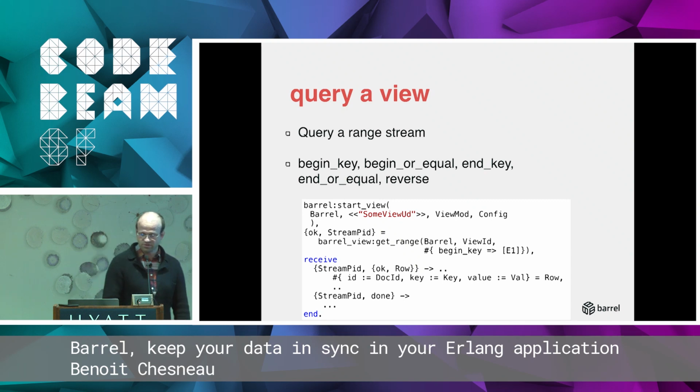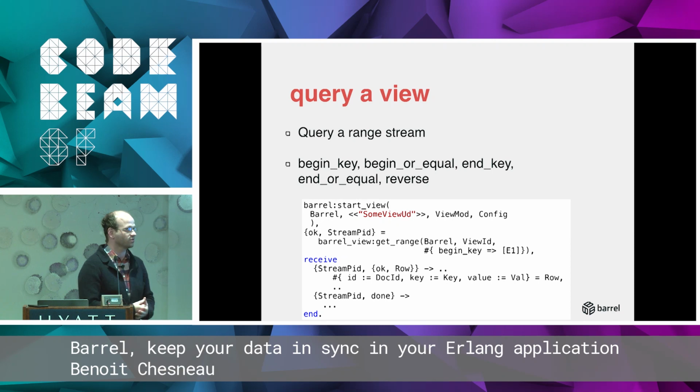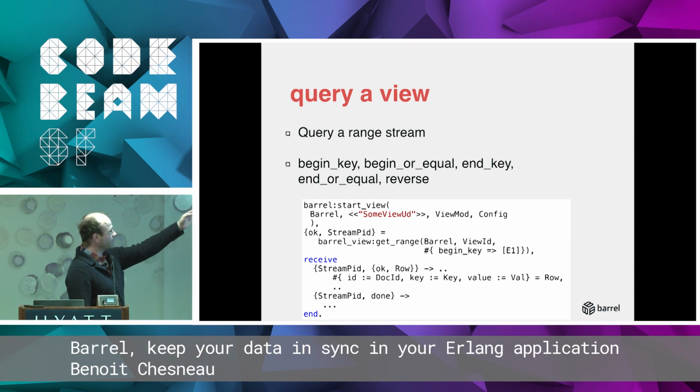So querying a view is really simple because it has to work over the network, and you may want to filter some parts or merge some dynamic parts coming from different nodes. So the base of querying a view is, once you have started a view, you are getting a range on that view, passing some functions, beginning of key, saying if you want an inclusive range or not, using begin or equal, end or equal, and if you want to get it in reverse or forward.